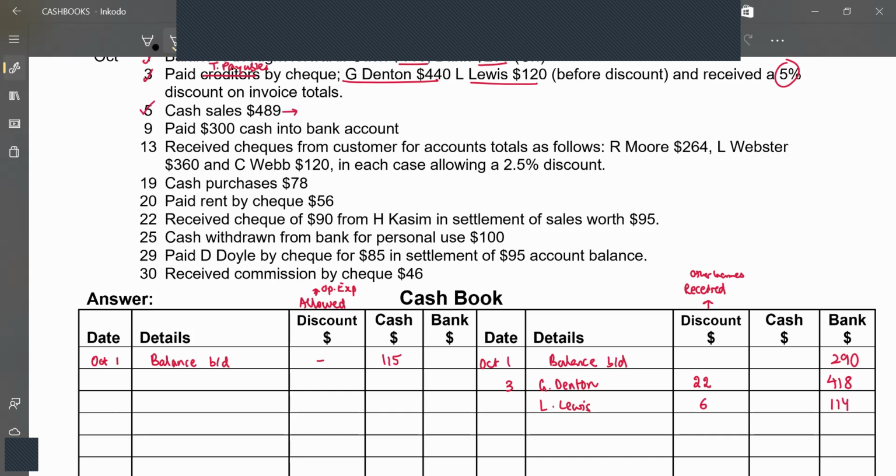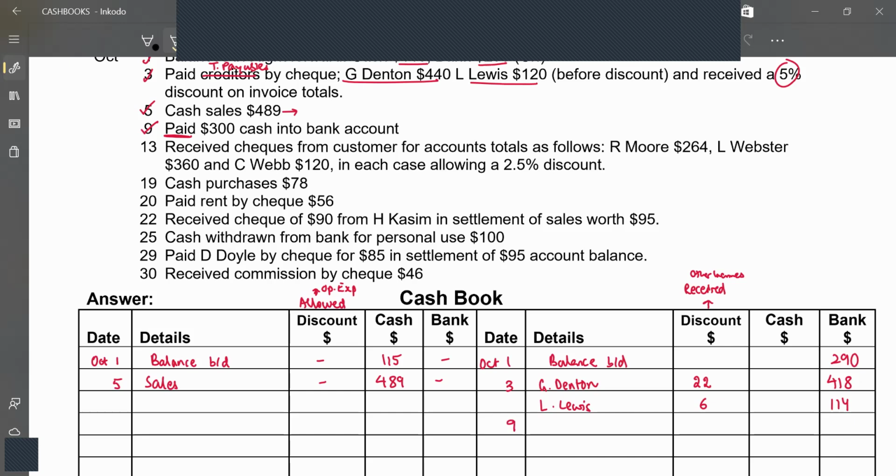Now, whenever you sell goods for cash, you will always and always receive money. That's a cash inflow. So on the 5th of October, cash inflow because of sales, and the amount is $489 in the cash account, right? Next, you have paid. Whenever you see paid, that's a cash outflow. On the 9th of October, you've paid 300 cash into the bank account.